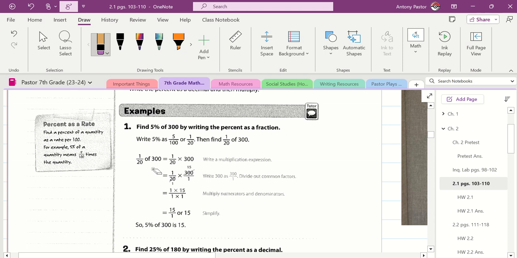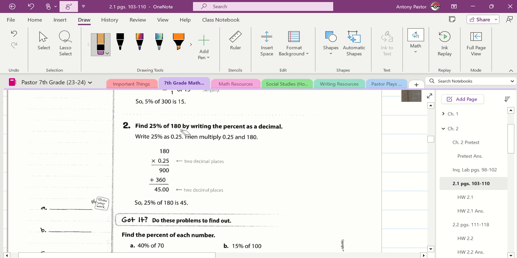And if we look at the steps that they took, they did the same thing. 1/20th times 300, cross simplify, became 15, and this became 1. We multiplied straight across, became 15 over 1, or just 15. Therefore, 5% of 300 is 15.